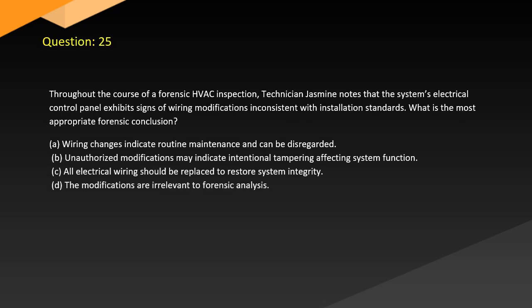Question 25. Throughout the course of a forensic HVAC inspection, technician Jasmine notes that the system's electrical control panel exhibits signs of wiring modifications inconsistent with installation standards. What is the most appropriate forensic conclusion? A. Wiring changes indicate routine maintenance and can be disregarded. B. Unauthorized modifications may indicate intentional tampering affecting system function. C. All electrical wiring should be replaced to restore system integrity. D. The modifications are irrelevant to forensic analysis.